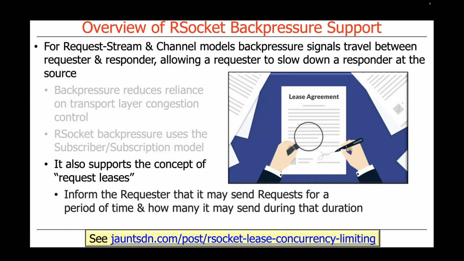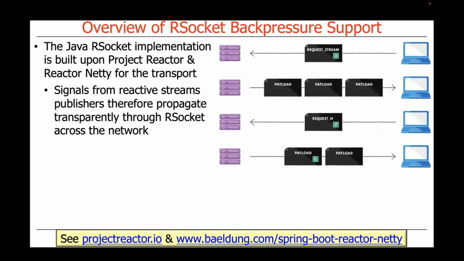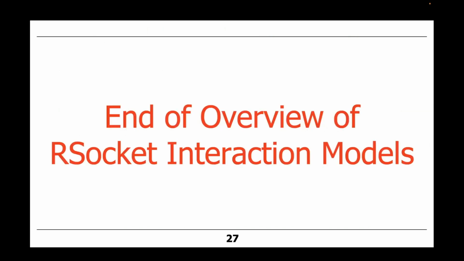Underneath the hood, the Java RSocket implementation that we use with Spring uses Project Reactor and the Reactor Netty engine for the transport. And that is very carefully designed to be asynchronous and to be able to propagate these reactive streams signals throughout the network and across the different hosts in an efficient and scalable manner. So that's the end of the overview of the RSocket interaction models.